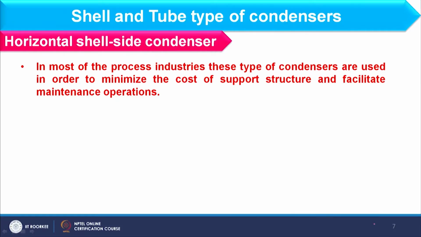So, now we will see each type of condenser in detail. Let us start with the horizontal shell side condenser. In most of the process industries, these types of condensers are used in order to minimize the cost of support structure and facilitate maintenance operations. So, what is the meaning of that? If your condenser has larger duty, right.